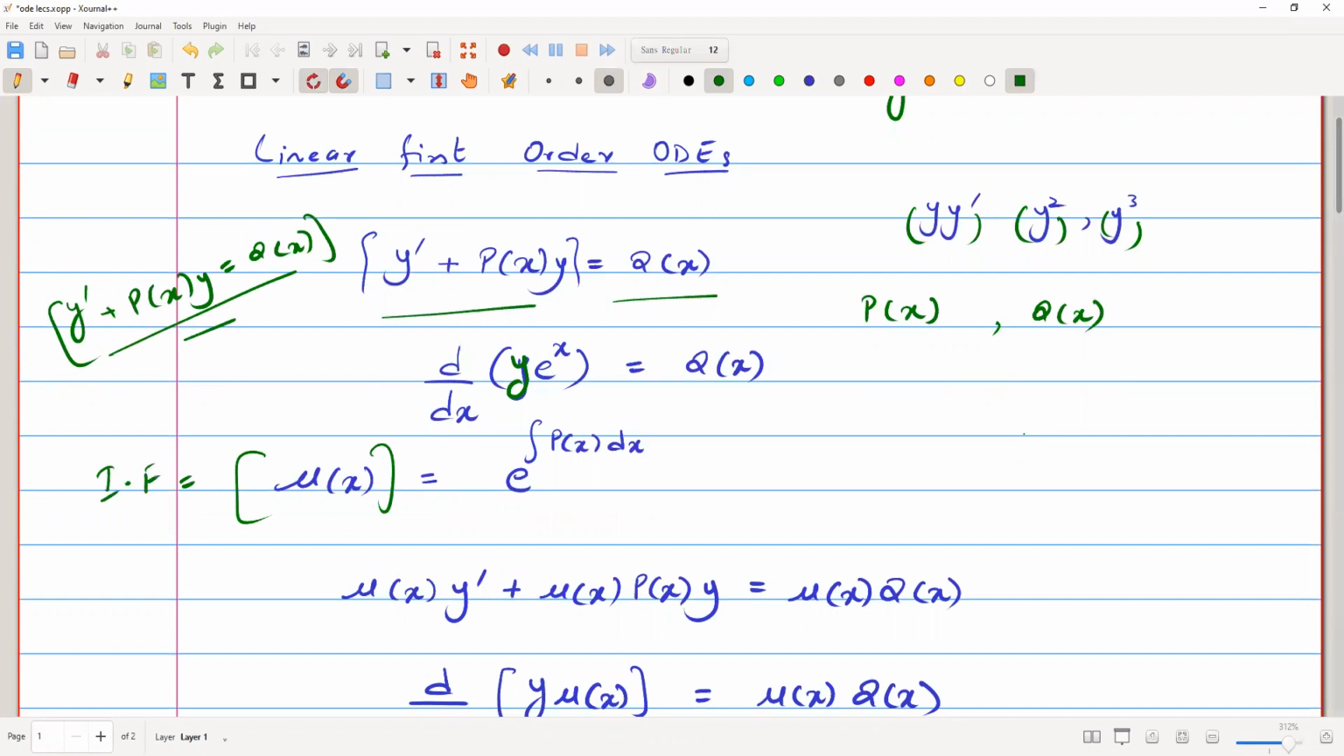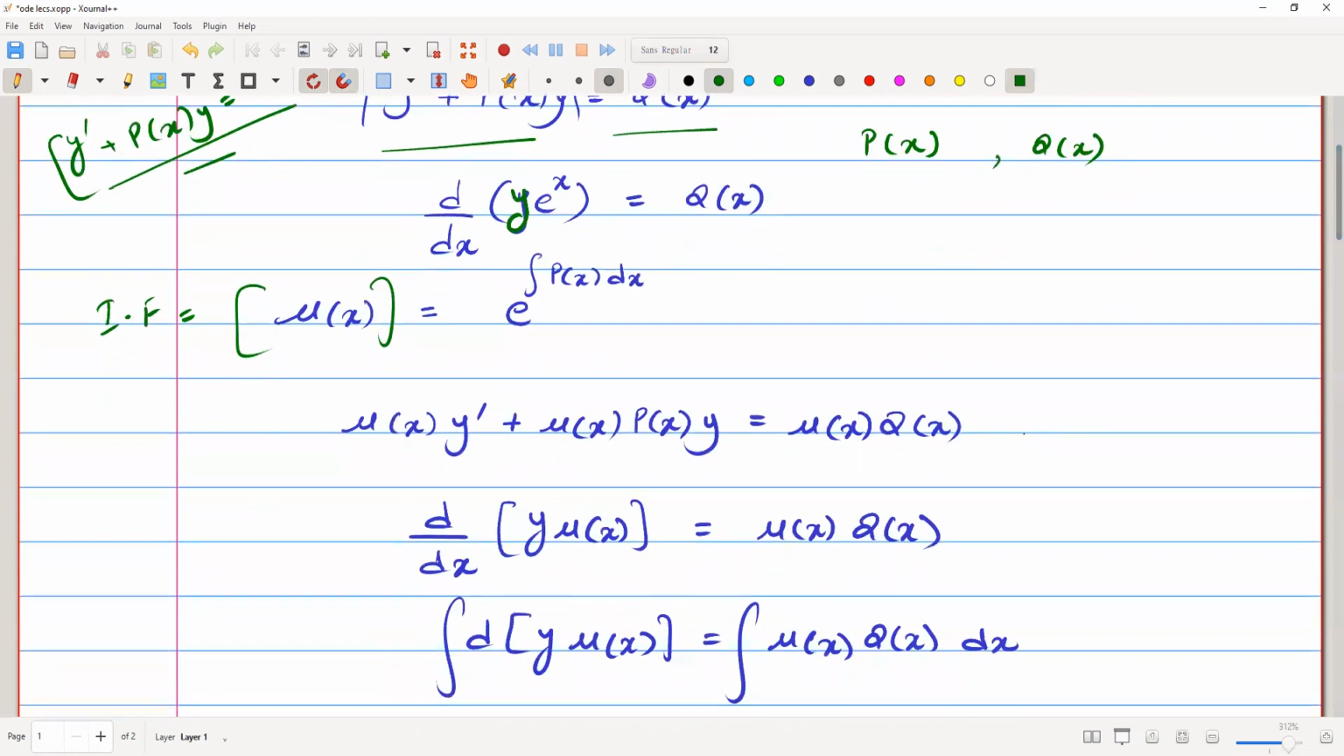The method says that if we multiply this integrating factor with the whole equation, then we will get the left hand side that will be a complete derivative. That will be d over dx of y mu of x. So we have a linear equation of this kind, that is y prime plus p of x times y equals q of x. Then we have to simply find the integrating factor by this formula.